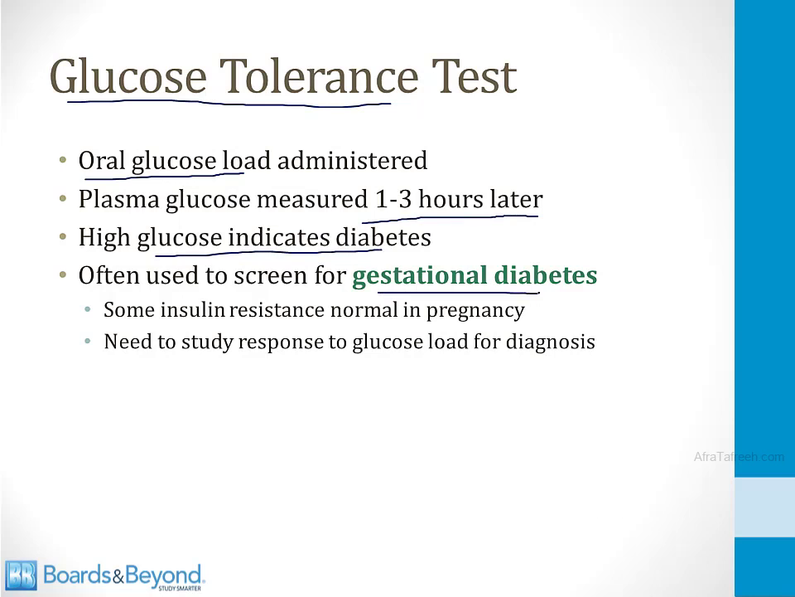You can screen for gestational diabetes, and the reason for this is because some insulin resistance is normal in pregnancy, so measuring just a fasting blood sugar level is not always helpful. You need to study the response to the glucose load in order to make the diagnosis.